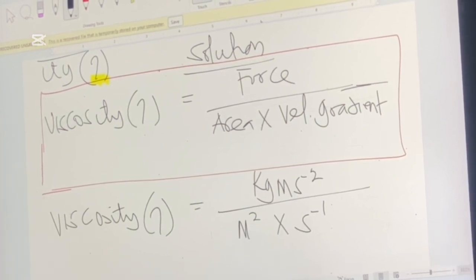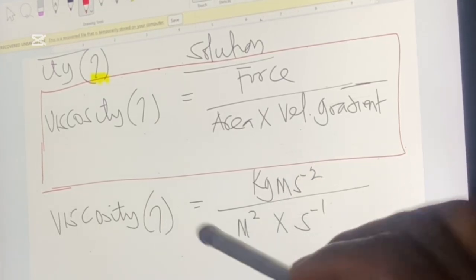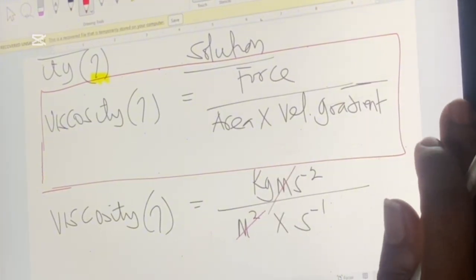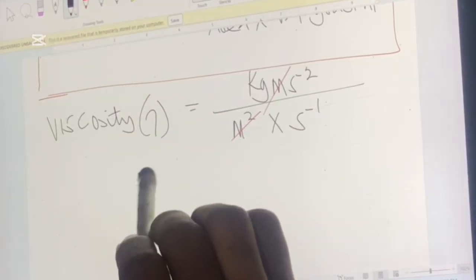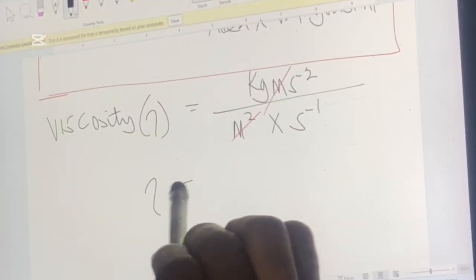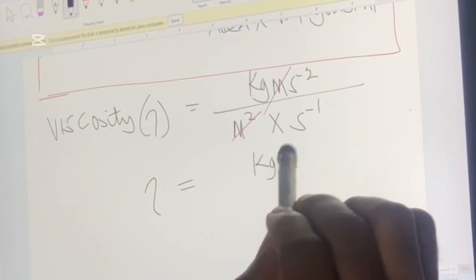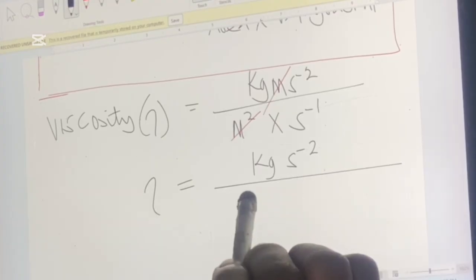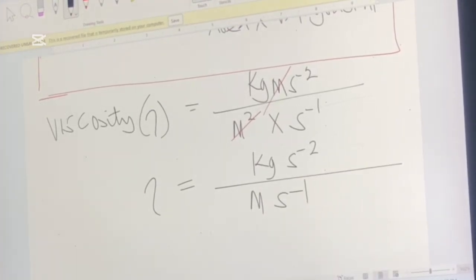So let's simplify this, class. Of course, there's meter at the numerator here and there's meter at the denominator. This will cancel this. When you do that, eta, that is the viscosity here, will be equal to kg per second squared over meter per seconds.